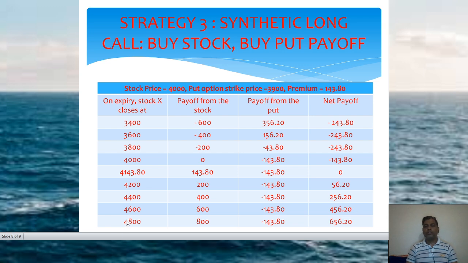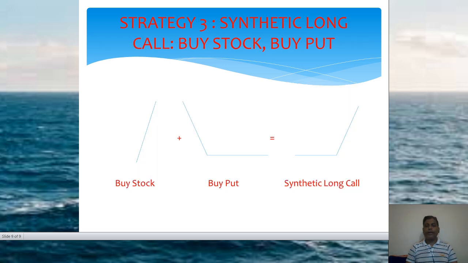And if it closes at 4,800, the profit from the stock would be 800. The loss from the put option would be 143.80, and the total profit would be 656.20. So from this table, we can see that we have minimized our losses, we have capped our losses, whereas the profit potential is unlimited. Now let us try to understand this with the help of the graph.